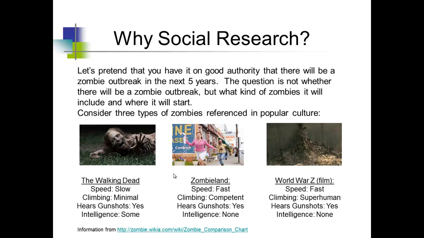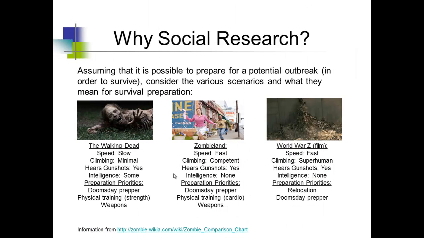Now, all 3 types of zombies can hear gunshots, but there is some discussion about the level of intelligence that these things have. So the reason why you might be interested in this is if you were going to do preparation activities for the Walking Dead walkers, we're talking about doomsday prep, obviously, because you don't want to get bitten going to the store for milk, but also physical training as in strength. These walkers can be killed with headshots, and as we see in the show, it's more efficient and safer if these things are killed without using a gun.